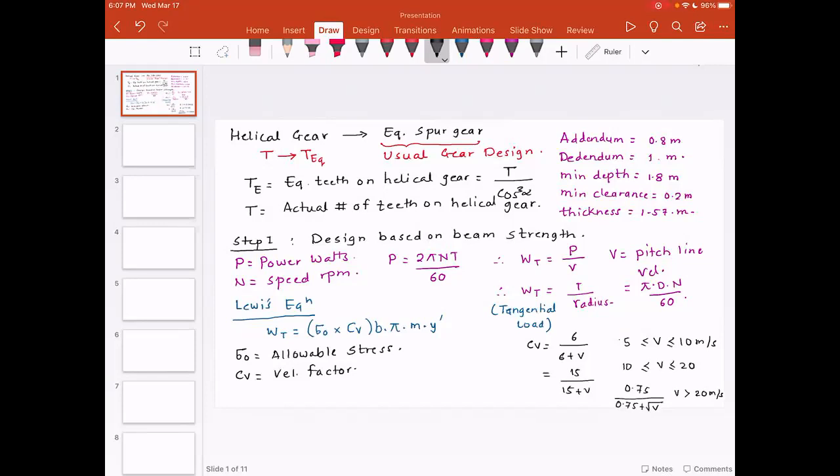Now, next equation is B. B is the face width. And usually what we do is we express face width in terms of module. And sometimes these values are given to us. Sometimes the values are not given to us. So we can assume the face width to be 12.5 to 20 M.